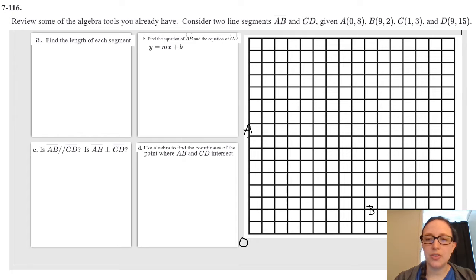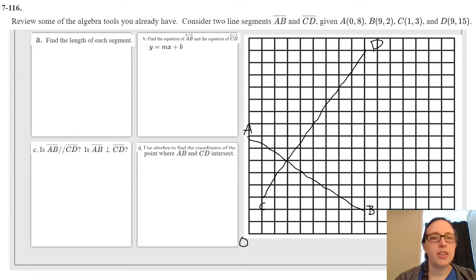We're going to connect those 2 points. And then we're going to put a point at 1, 3, and that is C. And then we're going to put a point at 9, 15. So I just had to double check my point D. Yep. And we're going to connect AB and CD to make these 2 lines.